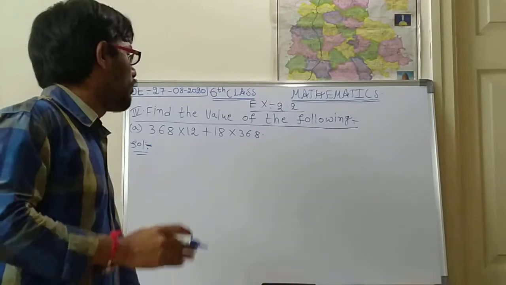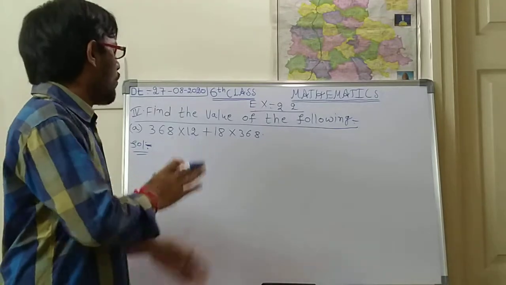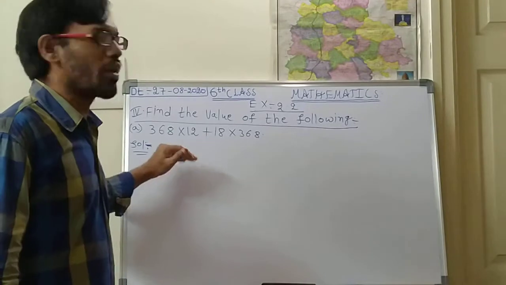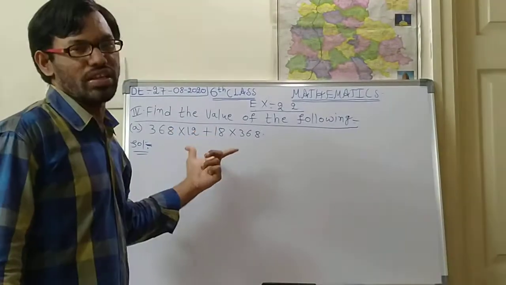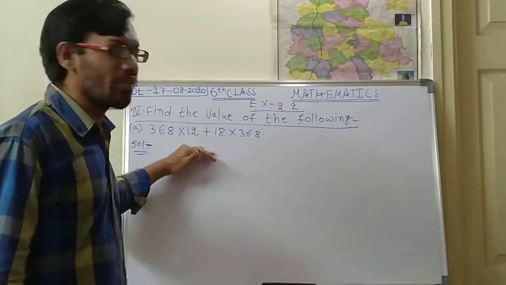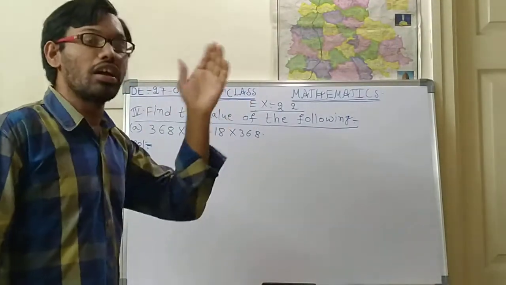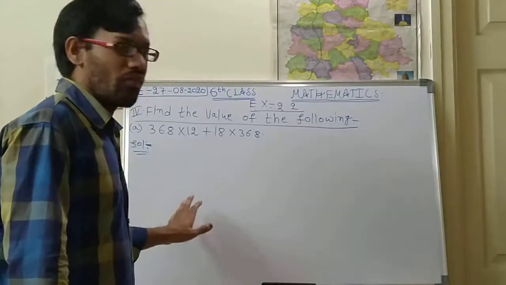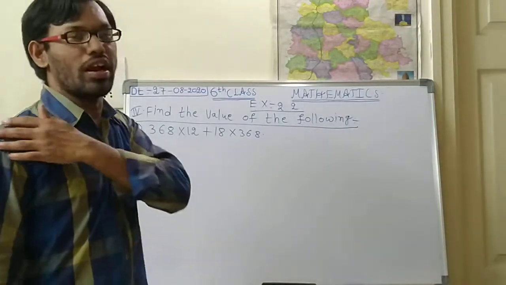Before finding the value, first of all we should identify the property of the given problem. Which property does the given problem satisfy? First we should check that one. According to that property we have to find the value in the easiest manner. I hope you are understanding.